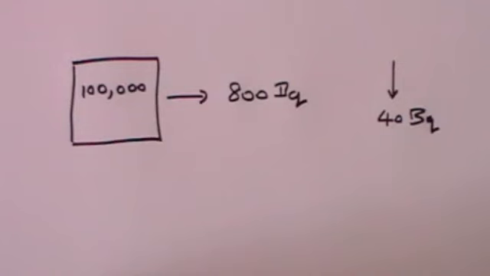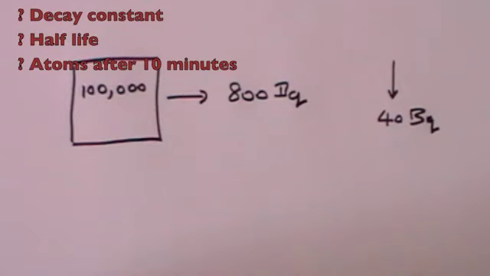Question 11. We have a radioactive source which is decaying. It has 100,000 atoms originally. We're now doing a measurement and we find that the decay rate is 800 becquerels. The background decay rate is 40 becquerels. And we're asked, what is the decay constant? What is the half-life of the radioactive material? And how many atoms will be left after 10 minutes?